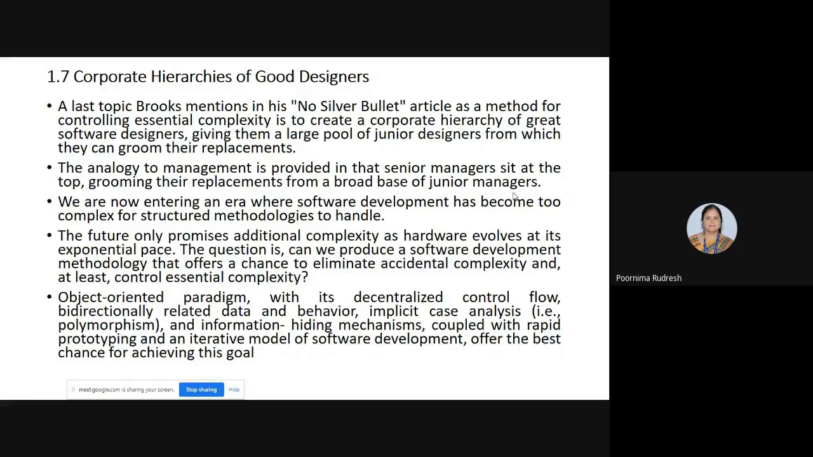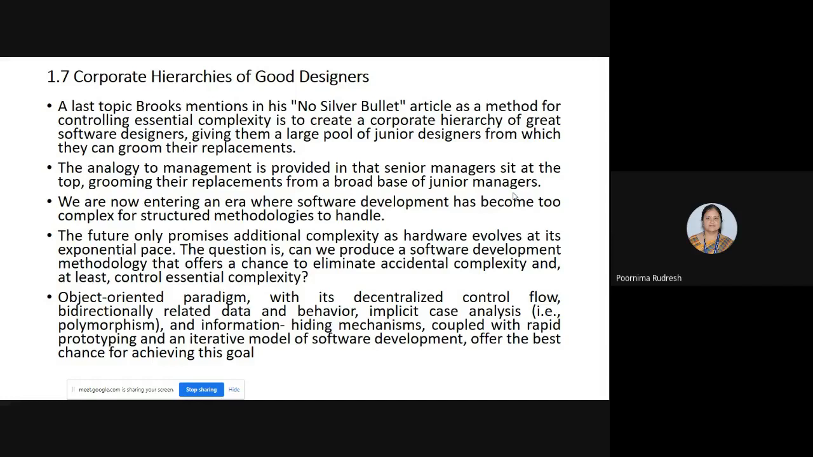So these are the main characteristics of the object-oriented paradigm. What are the main characteristics? It's the decentralized control flow and bidirectionally related data and behavior, implicit case analysis, and also one more characteristic, that is the information hiding mechanism, and it uses the iterative model of software development rather than the waterfall model. Okay, so when we use this, we can eliminate the accidental complexity and we can reduce the essential complexity to some extent. So that is what we are achieving through the object-oriented approach or object-oriented paradigm.